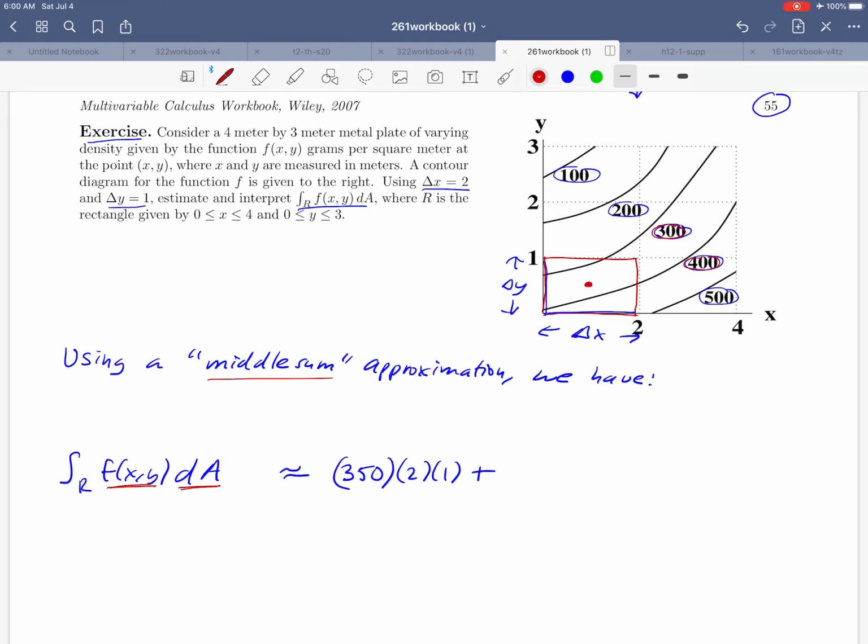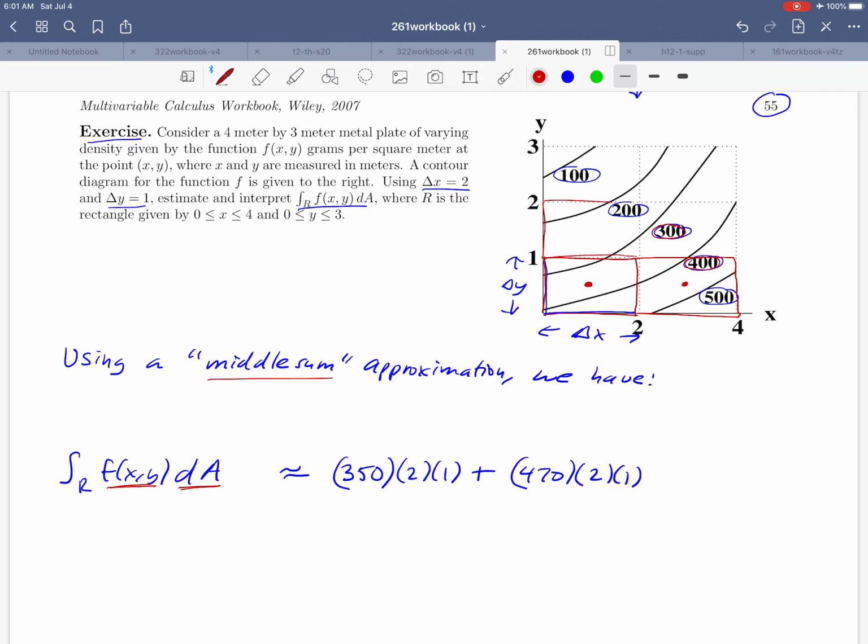Okay, next, pick another rectangle. I'm just going to jump to the right, find its center point. That would be about here. Do your best to estimate what the density would be at that point. That's between 400 and 500. Looks to be a little closer to 500, so I'm going to take 470 as my estimate. And this is not an exact science. You may come up with a slightly different estimate of the density, and that's totally okay. We just keep doing this until we run out of rectangles.